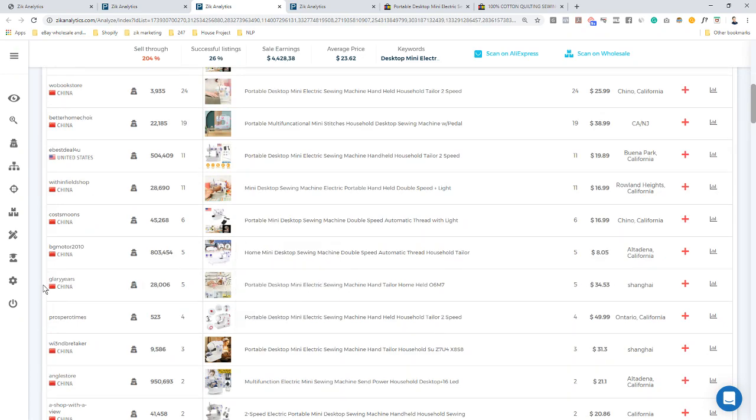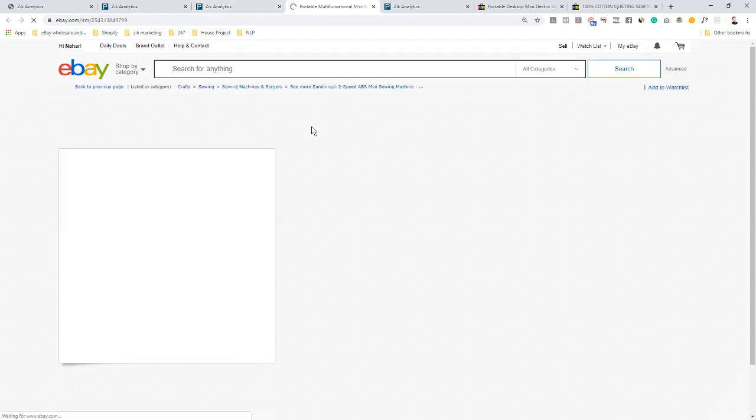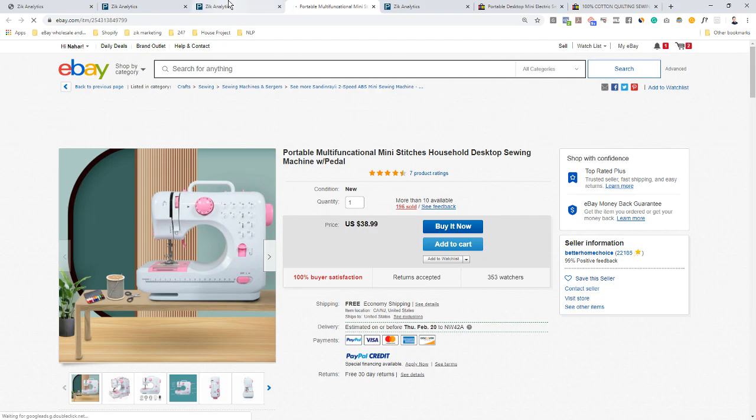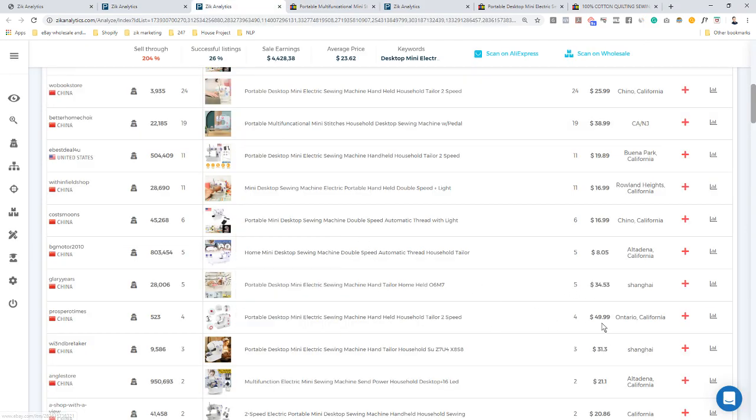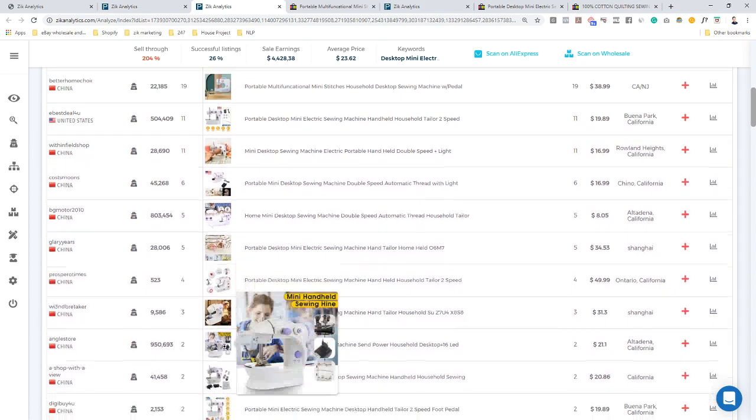So this product here, this one, sold 5 times for $34. Wow, how expensive it is. Is this one shipped from China or the United States? Let's check it out. This is for United States. So this one here sells for $34. This one for $31.